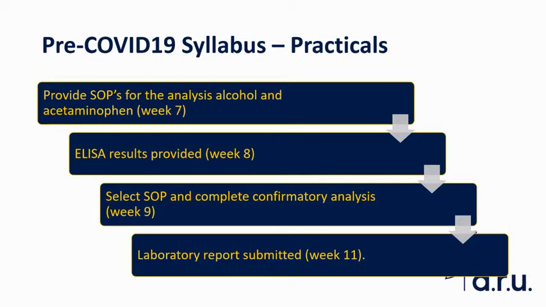So in week 7, what I used to do was give them an SOP for the analysis of alcohol and for acetaminophen. And it would have core information missing, such as concentrations or volumes that they would be putting in when they were creating their calibrators, etc. So they would sit, and what should take probably about half an hour takes about 2 hours for them to actually work through.